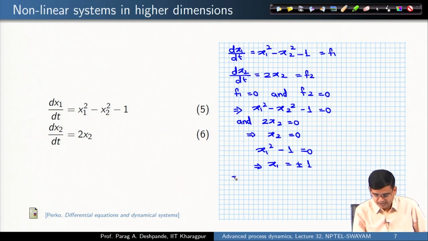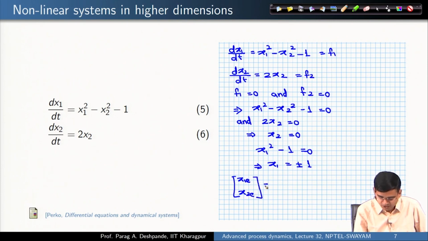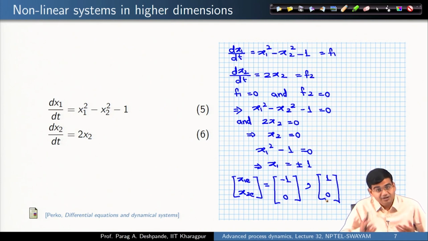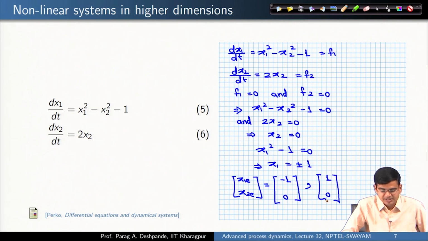So, what would be x1 equilibrium, x2 equilibrium? There would be 2: (x1 equilibrium, x2 equilibrium) equal to (minus 1, 0) and (1, 0). Both of them are equilibrium solutions and they are not (0, 0). In this case, you cannot simply do this linearization trivially by setting up the square terms to 0, and therefore, we would determine the linearized model by following the proper Taylor series expansion.